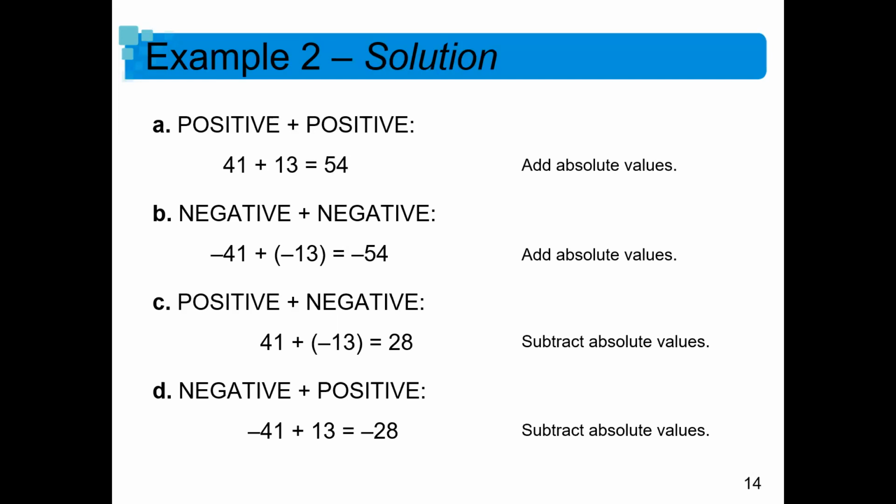Okay, so letter D, negative plus positive. Negative 41 plus 13. So it's the same thing, no? We see that both numbers have opposite signs. So we have to subtract them. And the difference of 41 and 13 is 28. And since the larger number is negative, we have to carry the negative sign into the final answer.